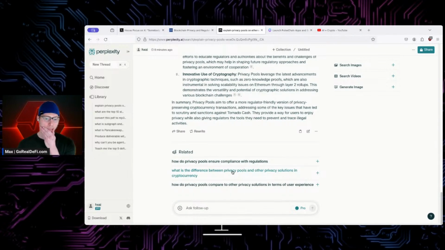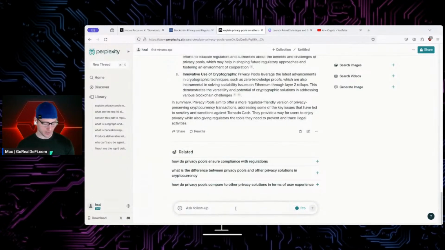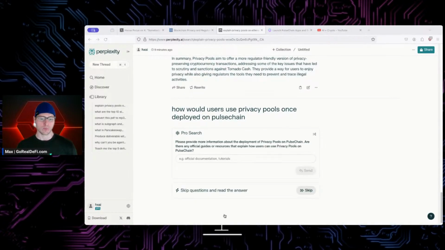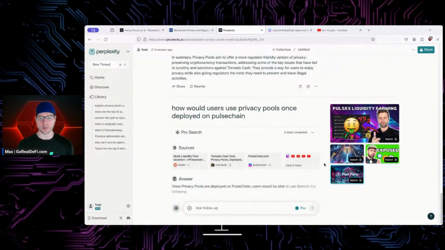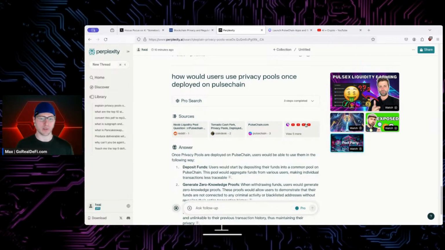I had another follow-up that I thought was good. Does it still show the follow-ups? No, it doesn't show them anymore. How would users use privacy pools once deployed on PulseChain? So give me an idea of how you'd actually use them. It's going to ask if I have more information on PulseChain. No, just adapt it from Ethereum stuff. Should be pretty similar. Hey, it's got my video here. It's pretty cool. It shows so many different videos on these, actually showing the video that we're watching now, the thumbnail for it.